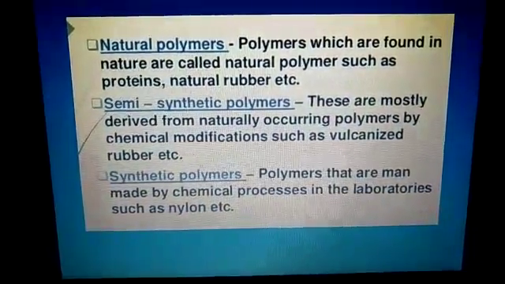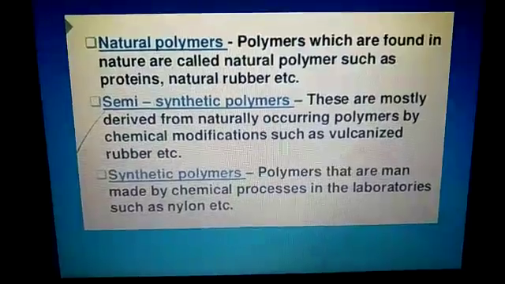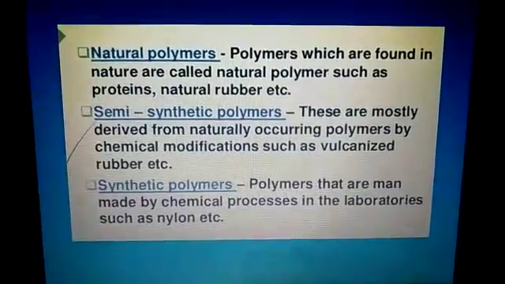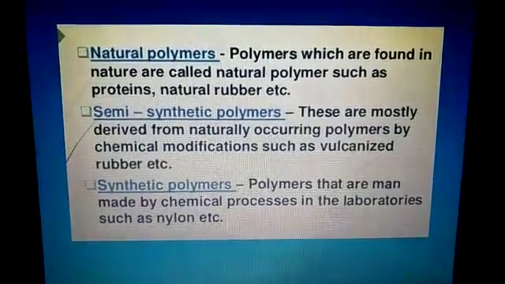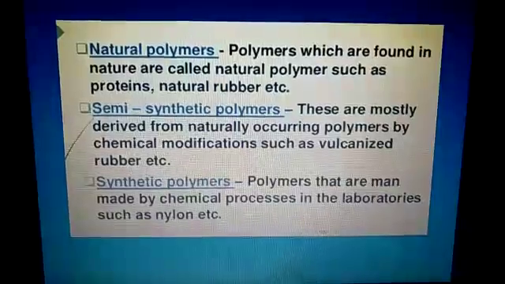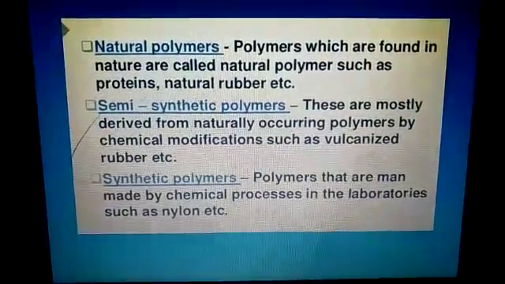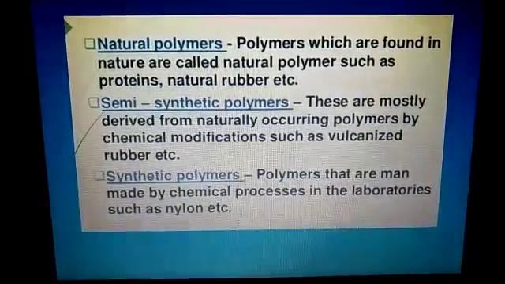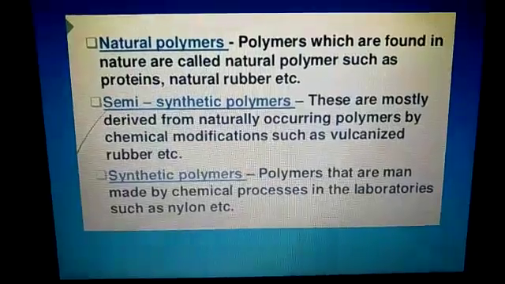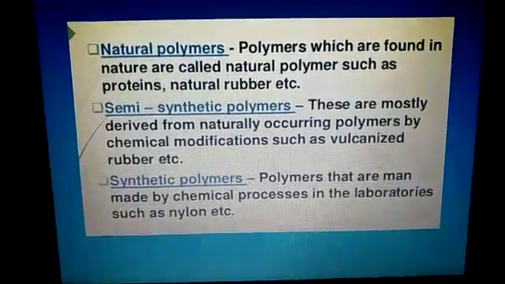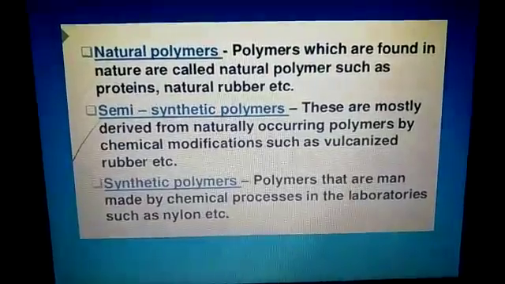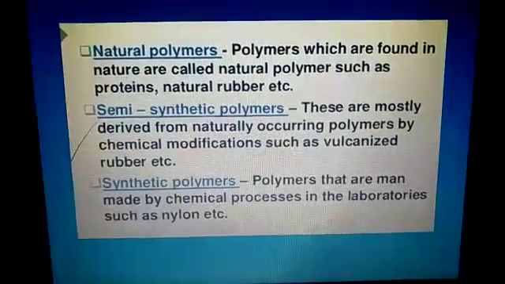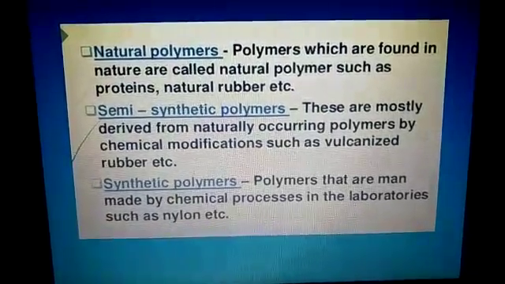Now, the classification of polymers on different bases. Number one, the first classification of polymers is on the basis of origin. On this basis, polymers are divided into three parts: natural, semi-synthetic and synthetic polymers. Natural polymers are those found in nature, in animals and plants. Example, proteins, polysaccharides, nucleic acids and natural rubber.